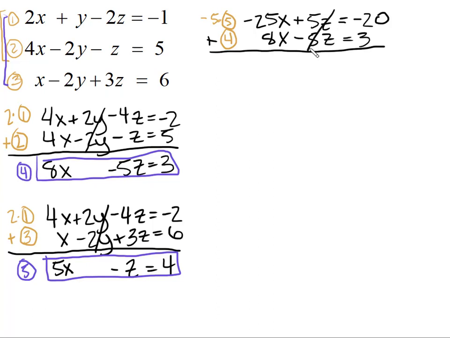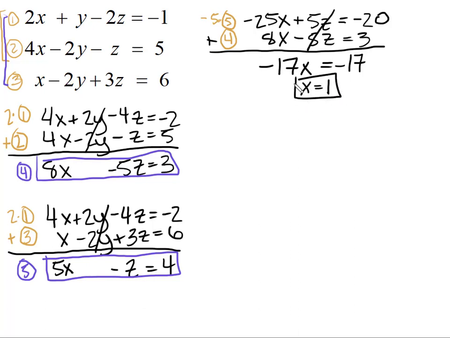Okay, so this time our z's will cancel out. Let's see, what is this? Negative 17x equals, and adding these together, negative 17. And if I divide both sides by negative 17, we should get our first coordinate.